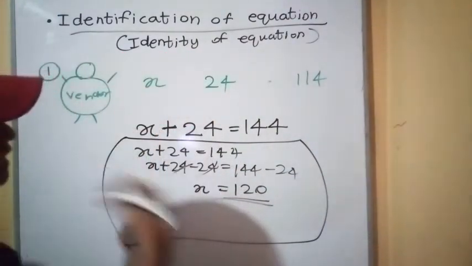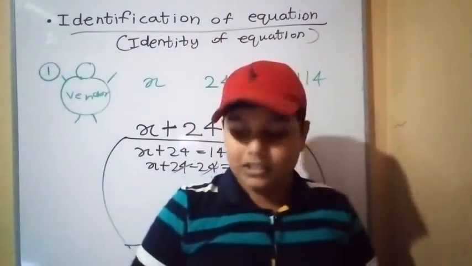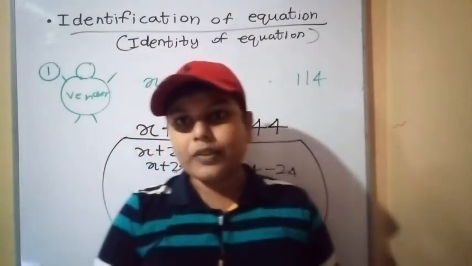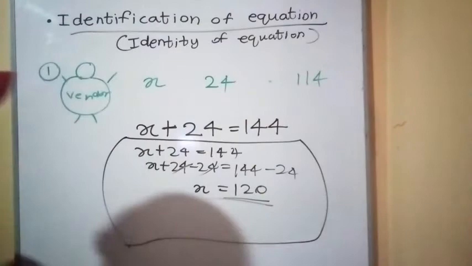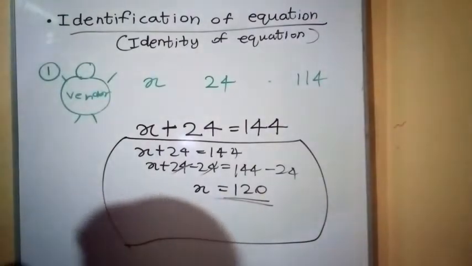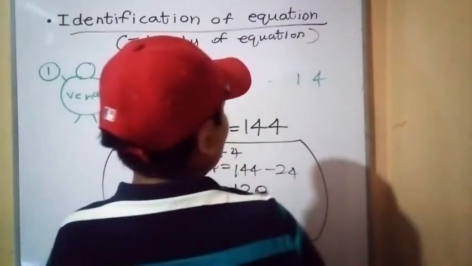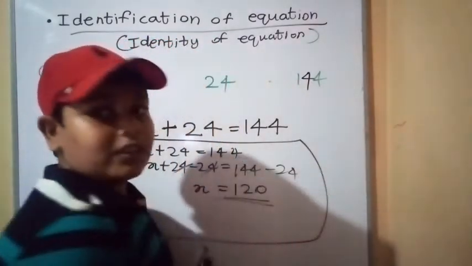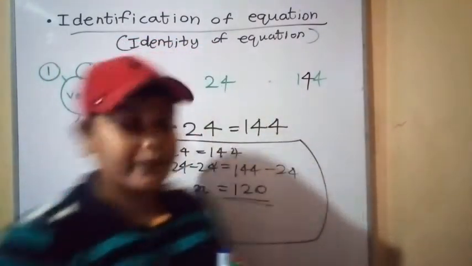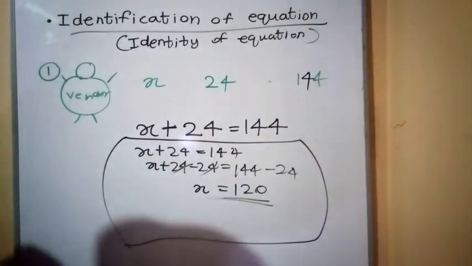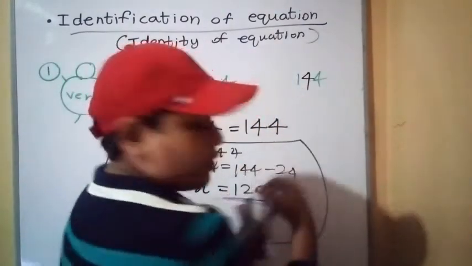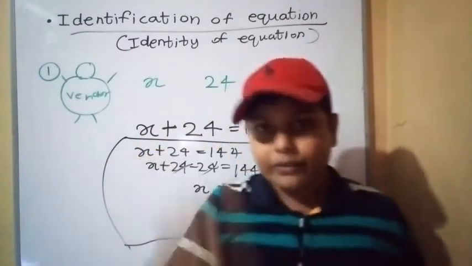Now the vendor has 120 mangoes and he bought another 24. Now he has 140 mangoes, right? Not 140, 144. Sorry for the inconvenience. Not 114, 144.